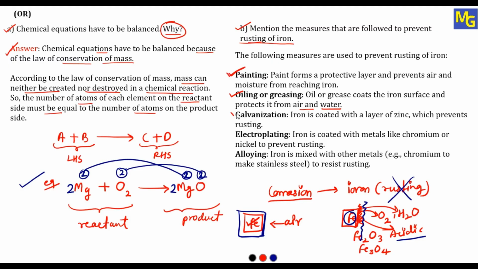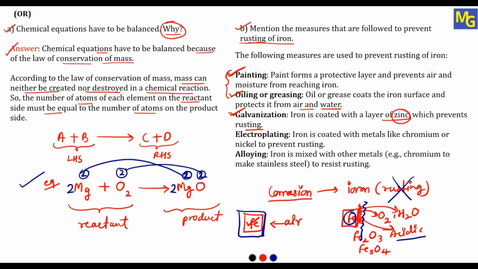Now the next is galvanization. Painting and oiling can be used for a short duration. After some days, paint can be removed from the machine, and oil or grease can also be removed, but galvanization will remain for more time. So what is galvanization? Iron is coated with a layer of zinc which prevents rusting. It means coating of one metal with another metal, and that is called galvanization. But in the case of galvanization, always remember iron will be coated with zinc.